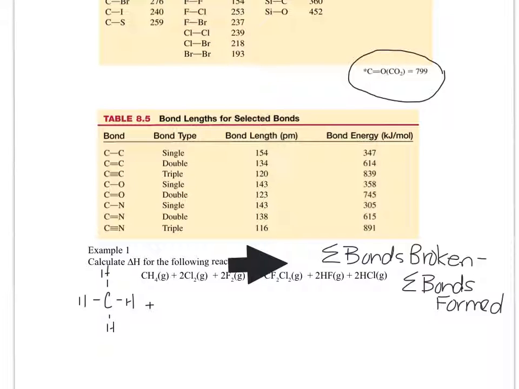Plus, I have 2 Cl2s. So I've got Cl, Cl, and Cl, Cl. I also have 2 F2s. So FF, FF. And I'm not telling you that you have to do this. I'm just using it as a learning point so that you can see what's happening. And then we have CF2Cl2. It doesn't really matter which side goes where, because we are using one dimension to draw a three-dimensional object.